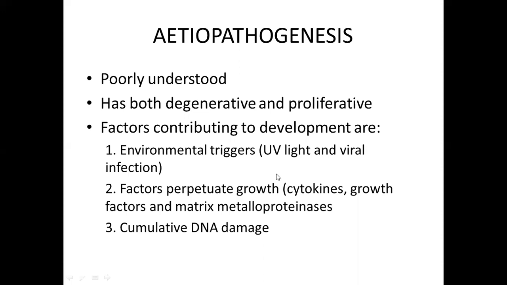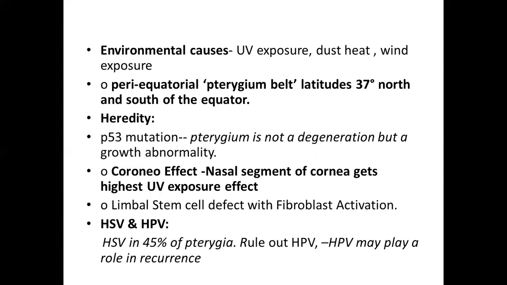In a condition like ours in sub-Saharan Africa, we're exposed to a lot of ultraviolet radiation. So you see pterygium commonly in this location. There are other factors, like cumulative DNA damage and all of that, but majorly it is the exposure to the harsh environmental condition in our environment that contributes to pterygium. Next slide, please.